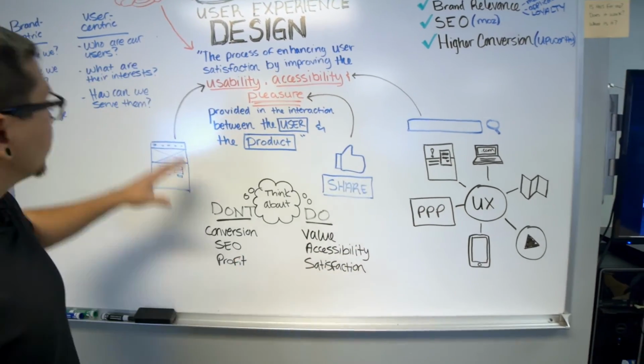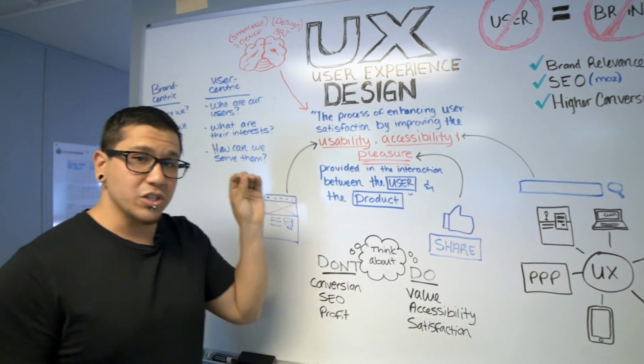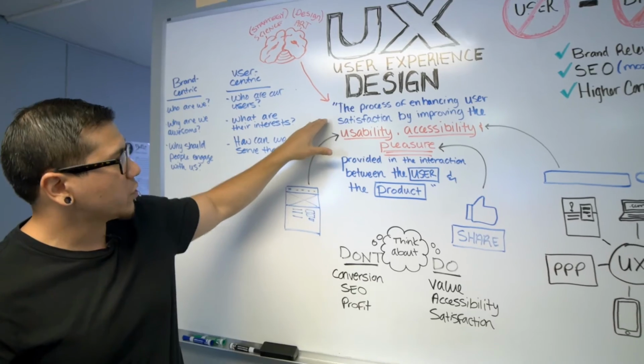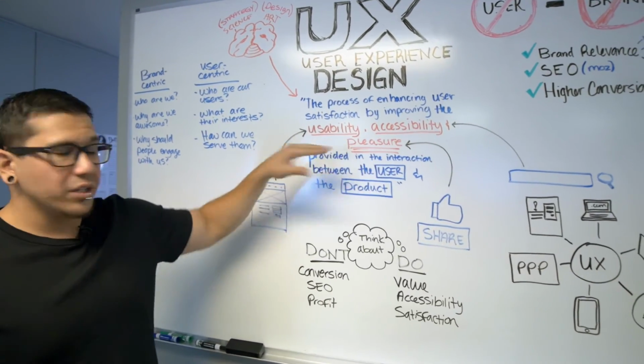And so in short, UX thinking or UX design is taking yourself out of the picture, focusing solely on your users to enhance their satisfaction by improving these three areas: usability, accessibility, and pleasure.